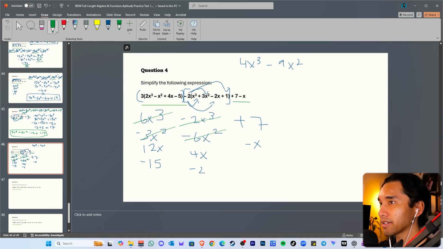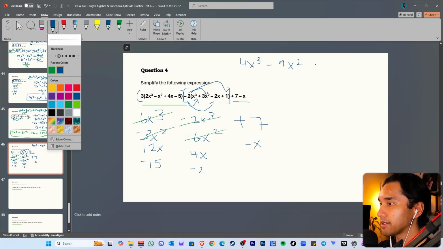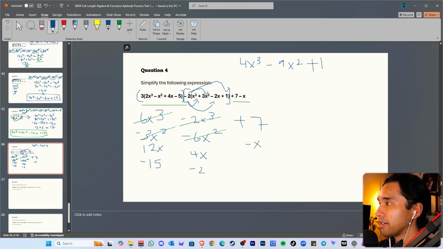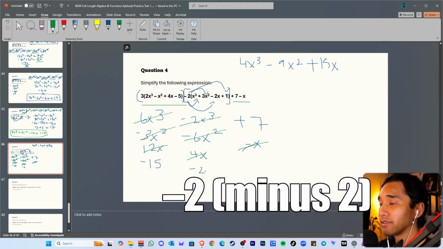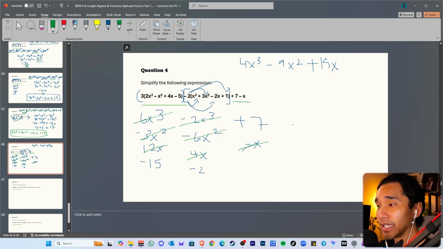Okay. 12x plus 4x. We can combine those together to get 16x. But then we have another one here, minus x. All right. 12x plus 4x equals 16x minus x, or minus 1x, equals 15x. Okay. Cross those bad boys out. Boom, boom, boom. And then we have minus 15 minus 7 equals negative 17 plus 7 equals negative 10.